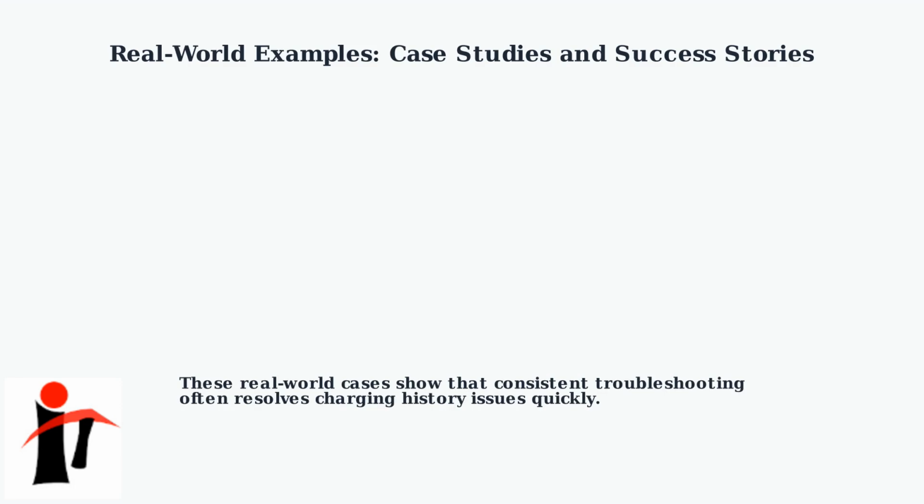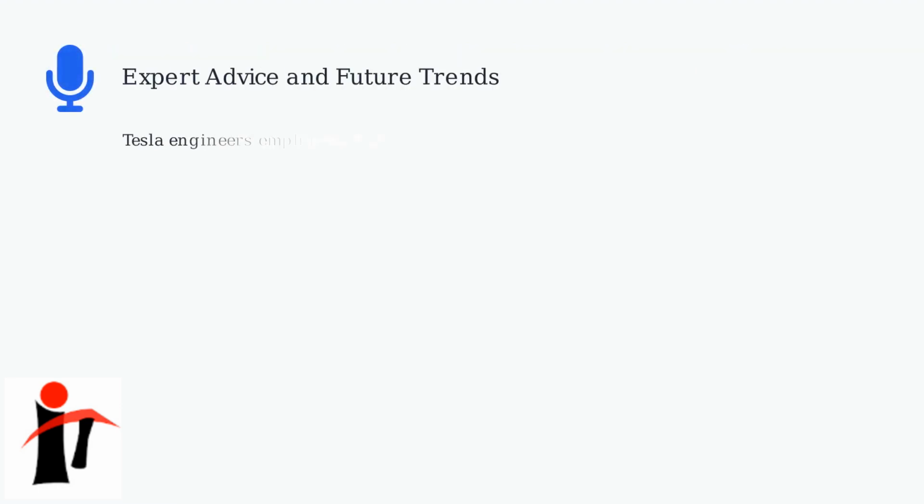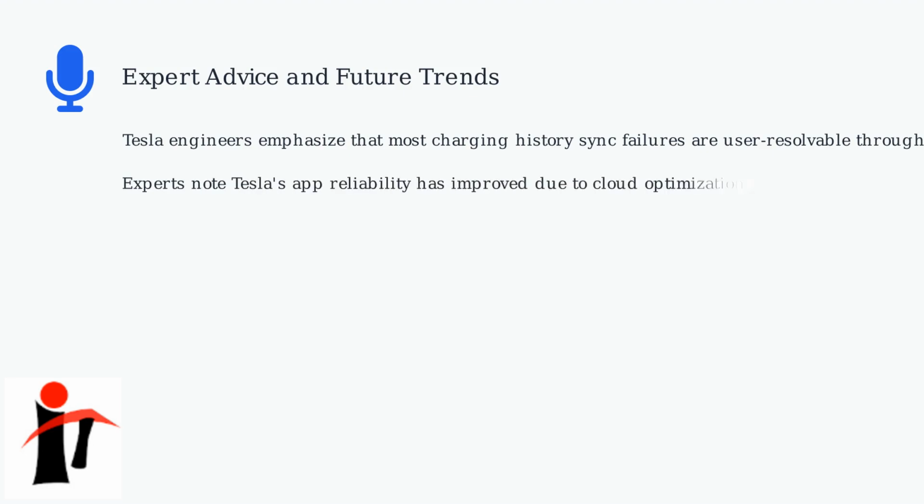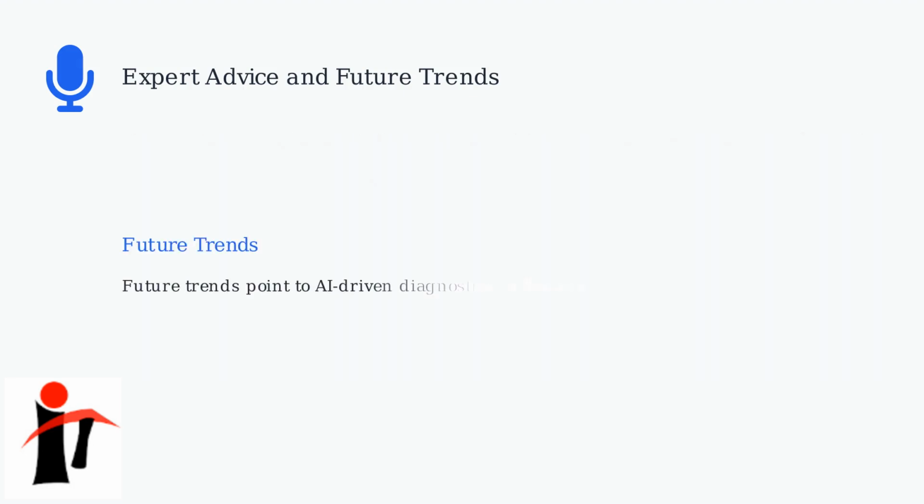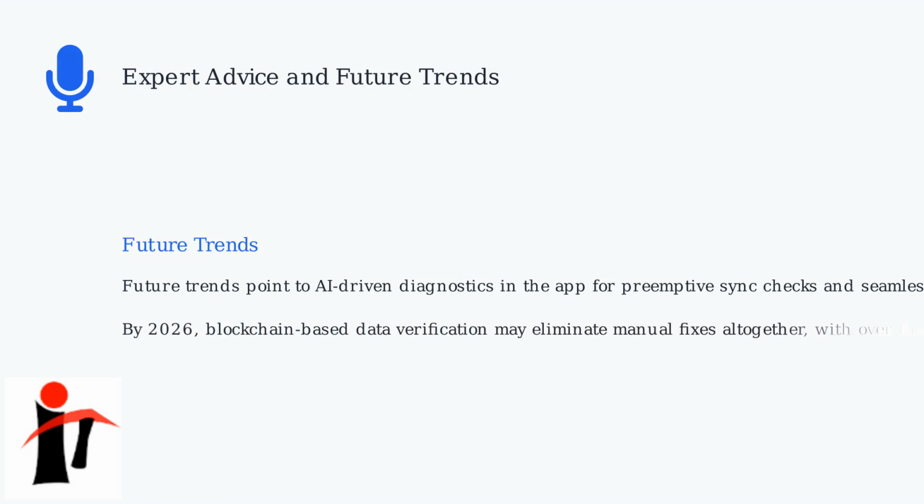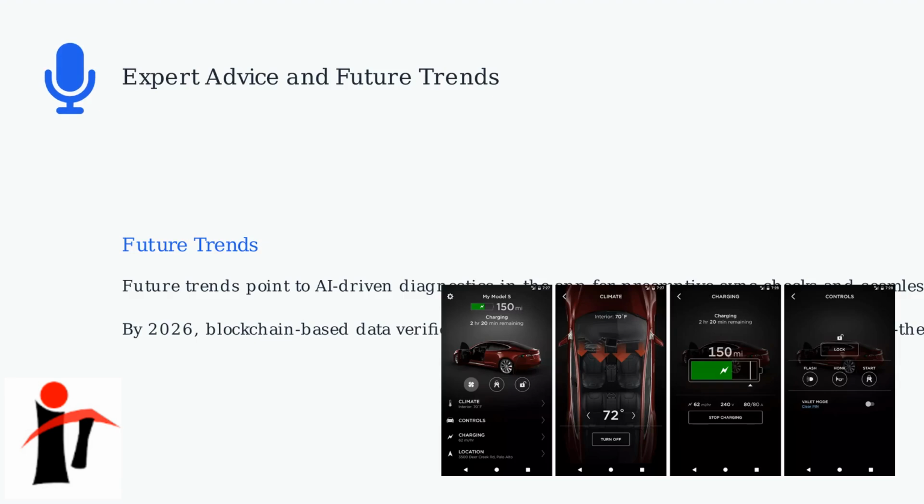Whether it's app-related fixes or waiting for server-side patches, consistent approaches lead to successful resolutions. Tesla engineers emphasize that most charging history sync failures are user-resolvable through proactive app maintenance. Experts note Tesla's app reliability has improved due to cloud optimizations. Future trends point to AI-driven diagnostics in the app for preemptive sync checks and seamless multi-device syncing. By 2026, blockchain-based data verification may eliminate manual fixes altogether, with over-the-air OTA updates auto-resolving sync issues.